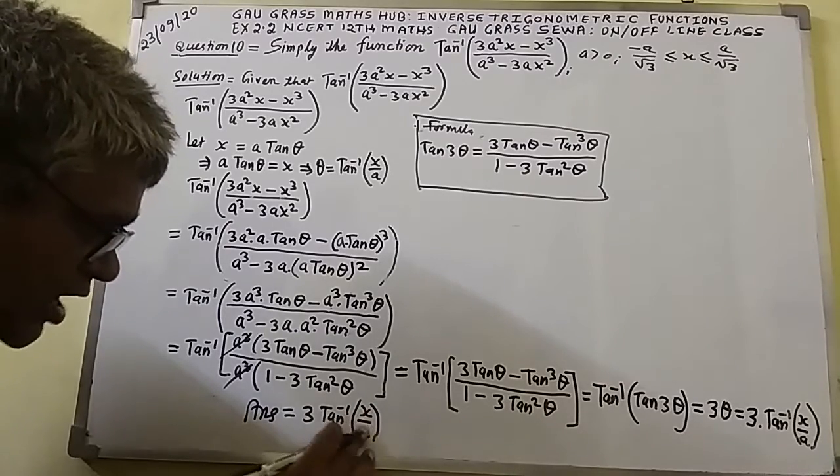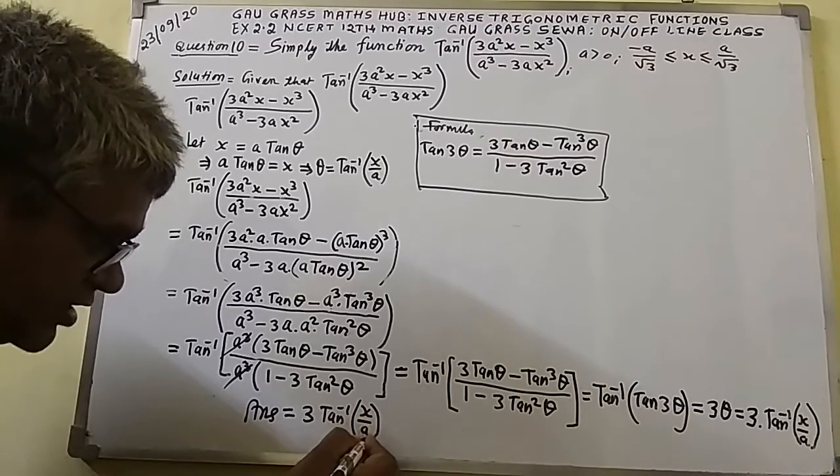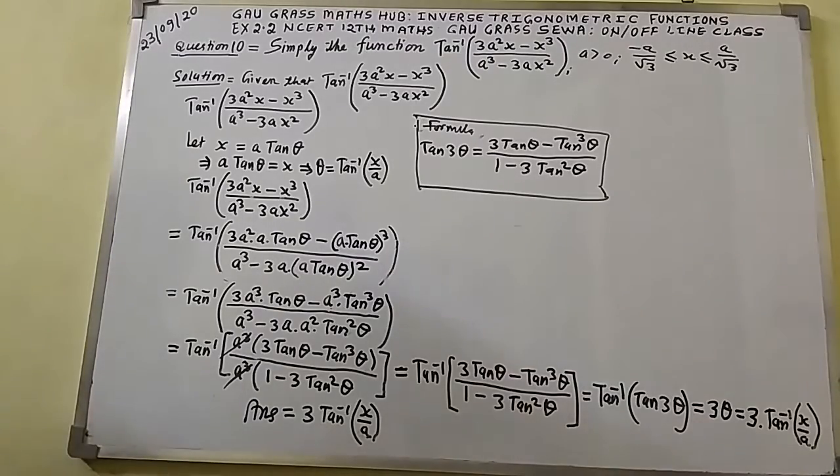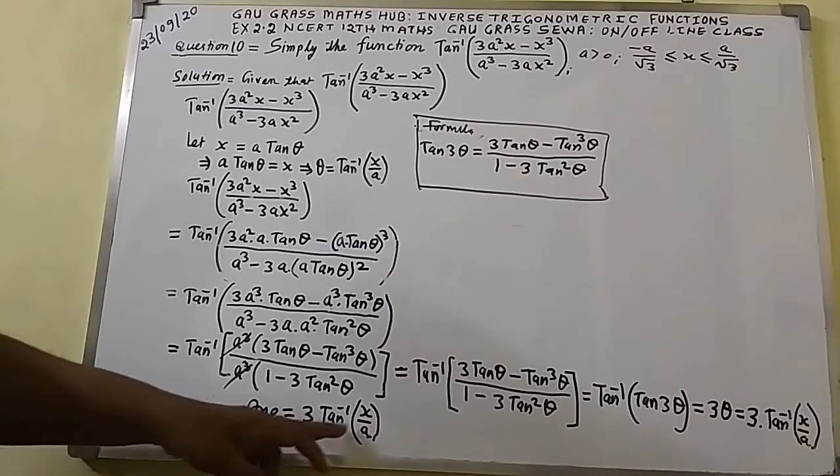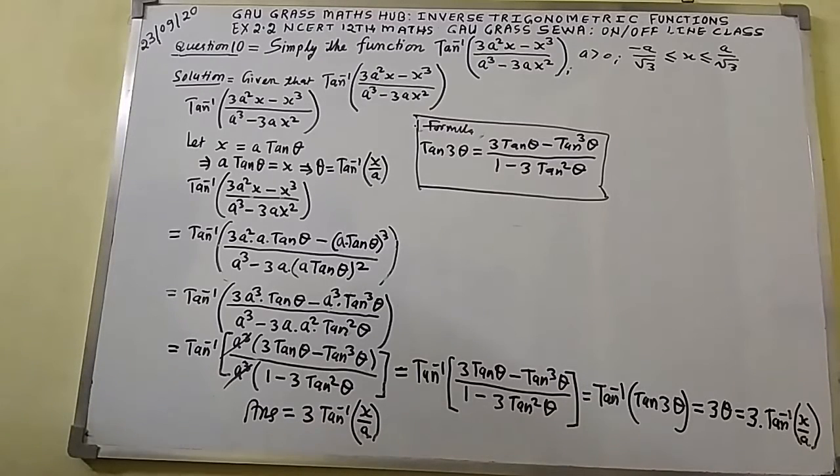This will be the correct answer of question number 10. Answer equal to 3 tan inverse x by a. This is the correct answer of question number 10, exercise 2.2, NCERT 12 math. The subject is inverse trigonometry function. Okay guys, thanks.